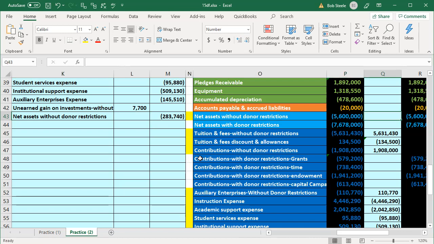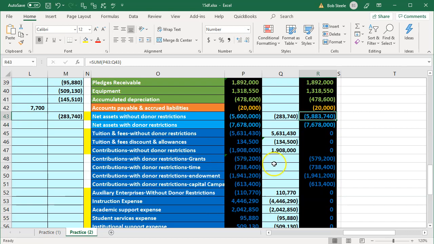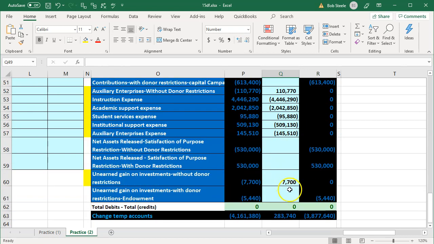That's going to be in cell Q43. Within cell Q43, we will say equals, pick up that 283,740. That brings this amount up, and that should put us back in balance. So that does seem to put us back in balance.